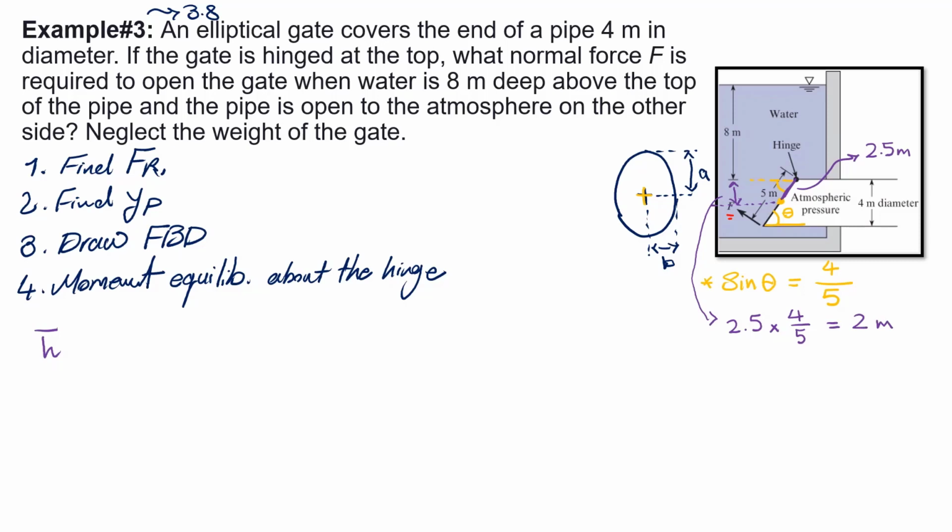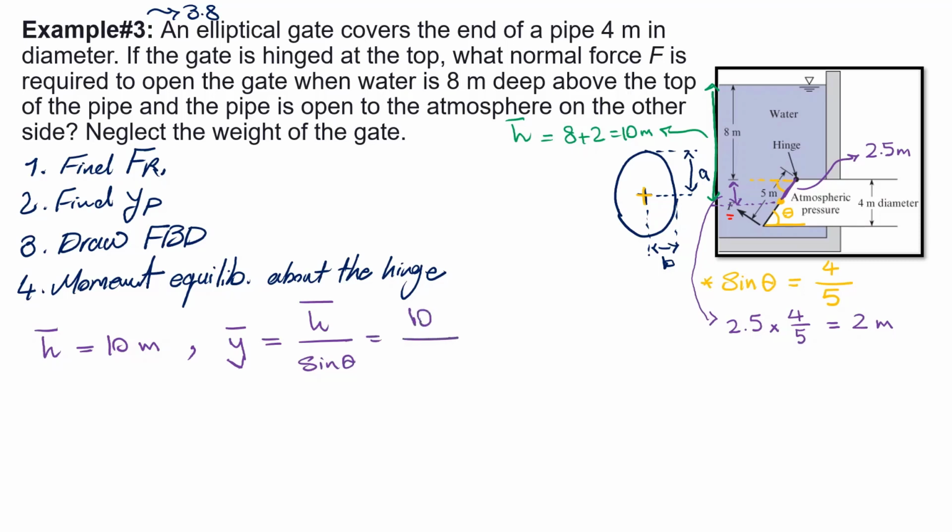Perfect. Now h bar is the distance from the surface of water all the way to the centroid. So this green distance over here would be 8 plus 2 equals 10 meters, which is my h bar, right? So h bar is calculated to be 10 meters. Now if I want the slant distance to the centroid, or y bar, that would be h bar divided by sine of theta, which would be 10 divided by 4 over 5. So it would be 12.5. Remember, y bar is the slant distance and h bar is depth.